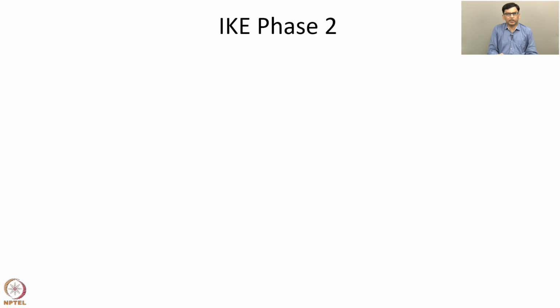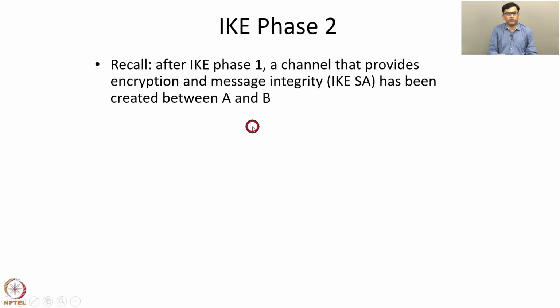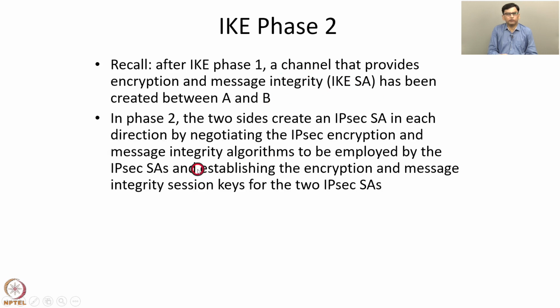So we have discussed IKE phase 1. Now we discuss IKE phase 2. Recall that after IKE phase 1, a channel that provides encryption and message integrity has been created between A and B. This channel is the IKE security association. In phase 2, the two sides create an IPsec security association in each direction by negotiating the IPsec encryption and message integrity algorithms to be employed by the IPsec security associations and establishing the encryption and message integrity session keys for the two IPsec security associations.